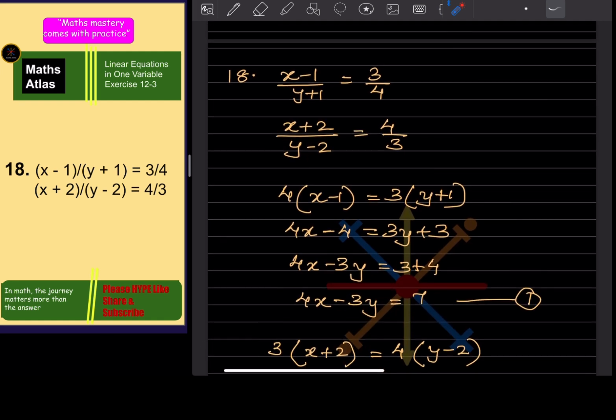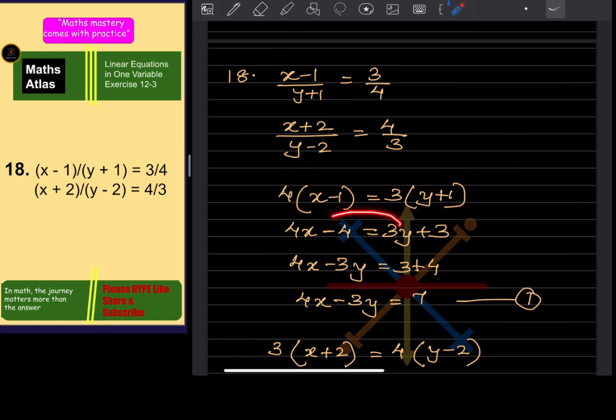Now in this type of question, what we have to do is cross multiply. So let us go for this first equation. What we can do is 4 into x minus 1 equals 3 into y plus 1. After that, we are going to expand it: 4x minus 4 equals 3y plus 3.